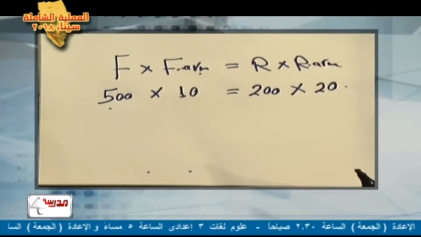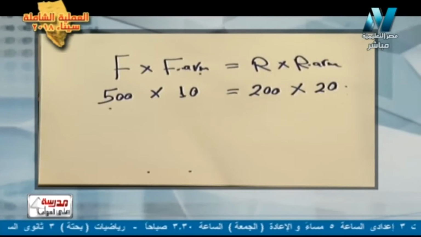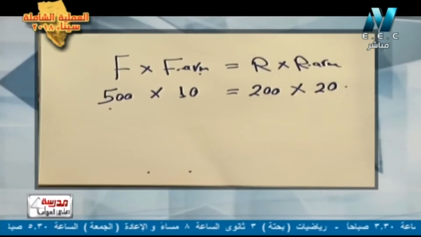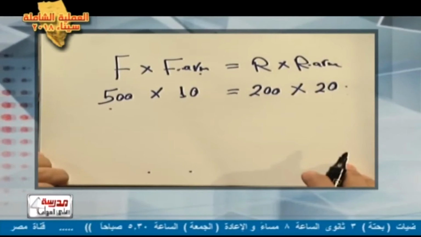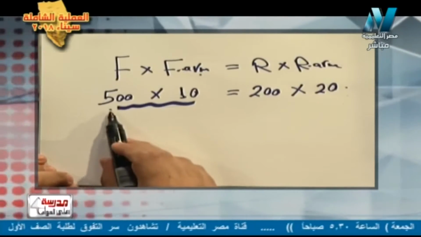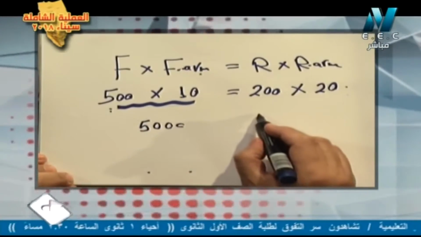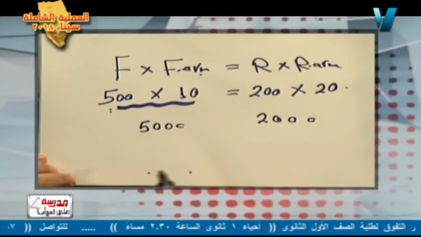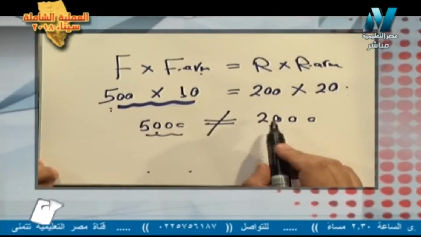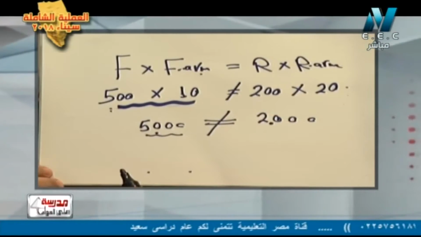So how can I solve this problem? In this problem you are asked to say whether the lever is balanced or not. I must find the right side and the left side. The effort side will be 500 by 10, which equals 5,000. The resistance side is 200 by 20, which equals 4,000. So 5,000 is not equal to 4,000. So I can say this lever is not balanced.